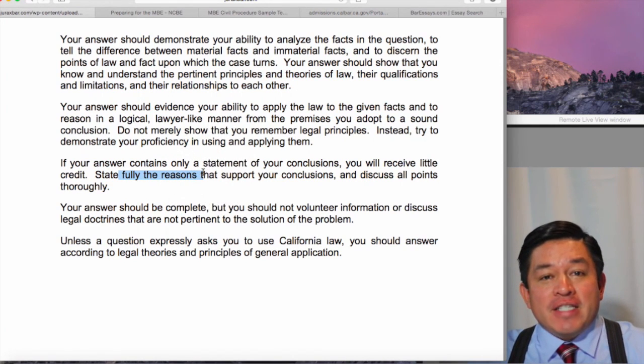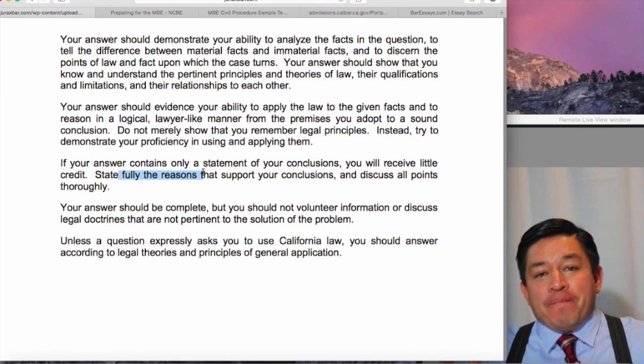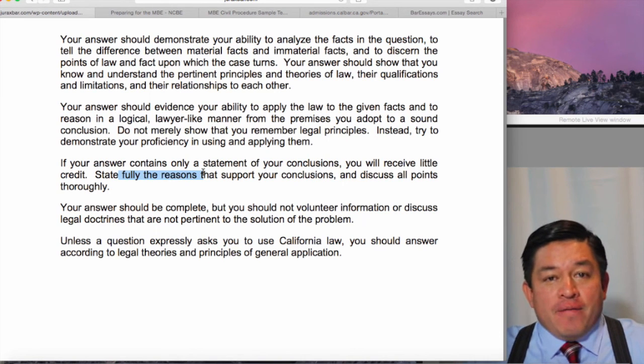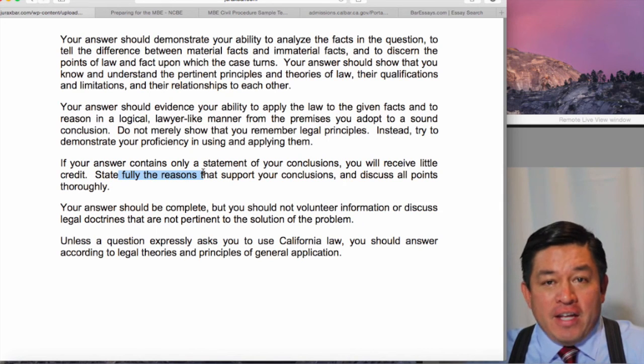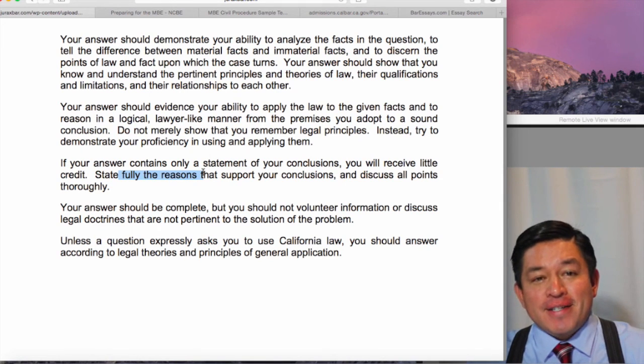So the point is this: don't lose sleep because you're thinking of whether you applied California law or you didn't. At the end of the day, it's your analysis that is going to matter.